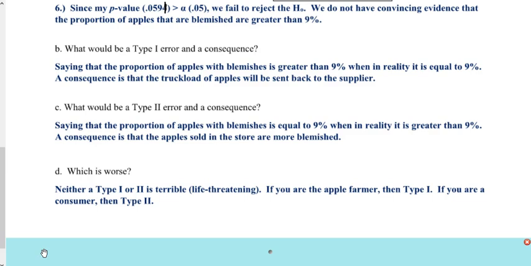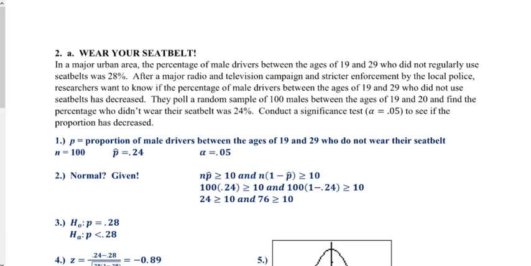Neither is terrible. Okay? If you're the apple farmer, type 1. If you're the consumer or maybe the grocery store, type 2. It's one of those things where if you argue it well, I'll accept either one.